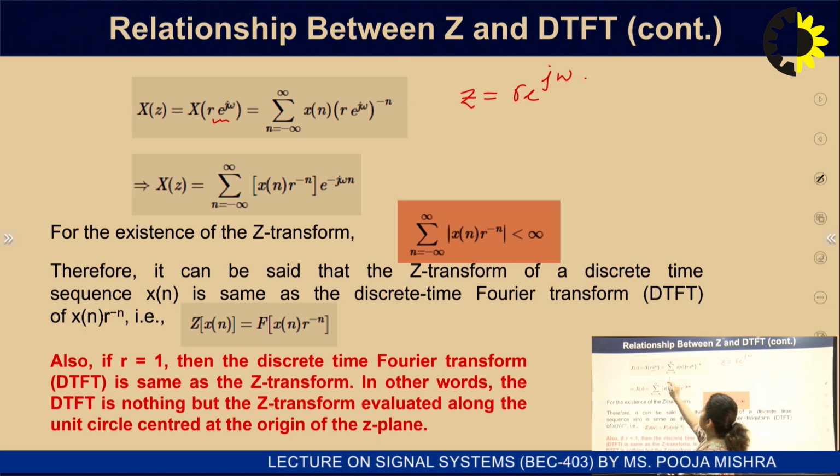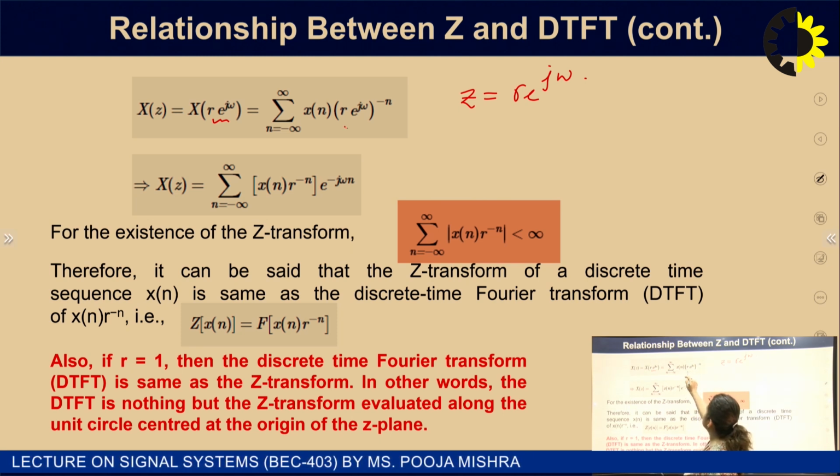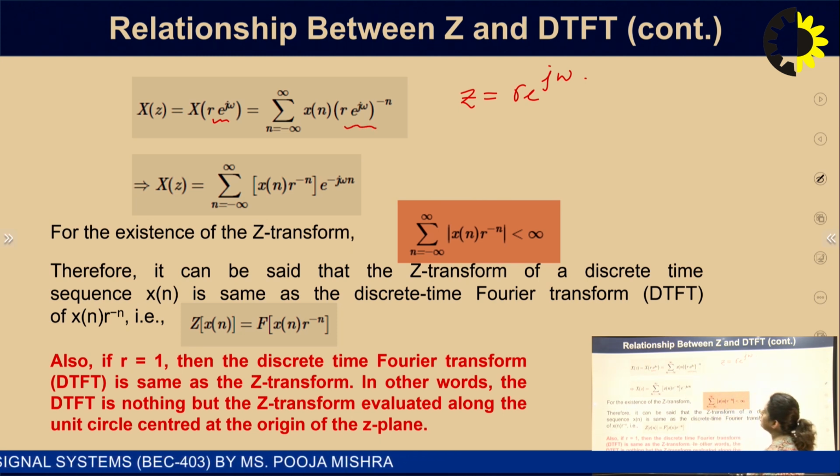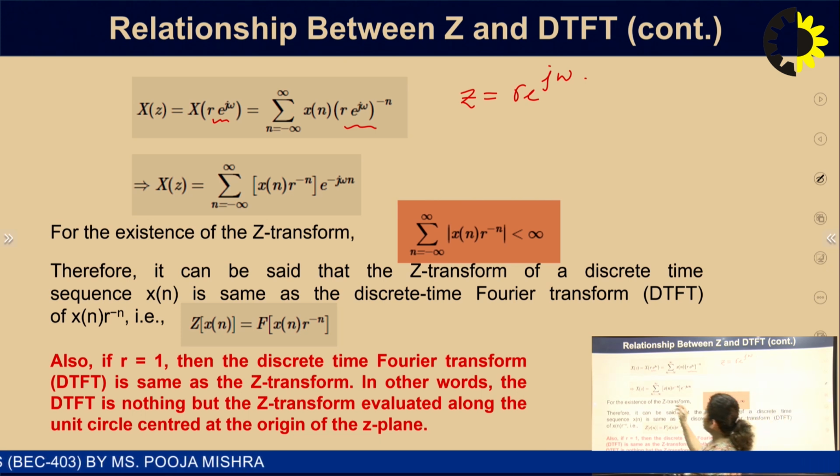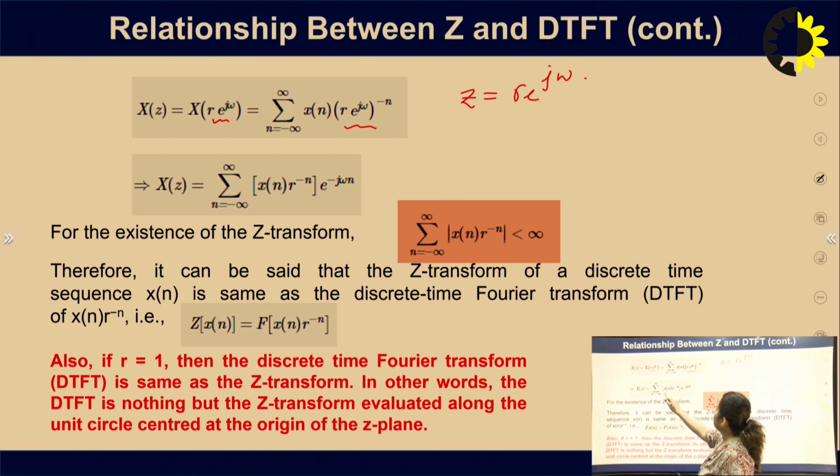So it is summation over n equivalent to minus infinity to infinity xn z to the power minus n. In place of z we are using r e to the power j omega, to the power minus n. So if you solve, X of z is equivalent to summation over n equivalent to minus infinity to infinity xn r to the power minus n on one side, and e to the power minus j omega n on the other side. So for the existence of the z transform, the summation of xn r to the power minus n should be valid, or less than infinite. So this is the expression for that.